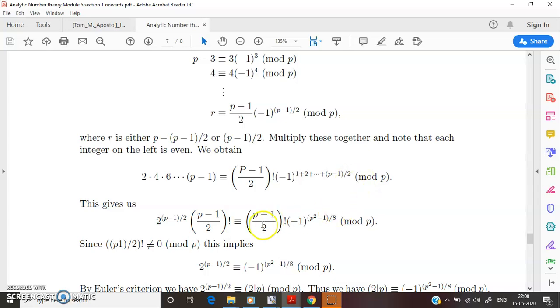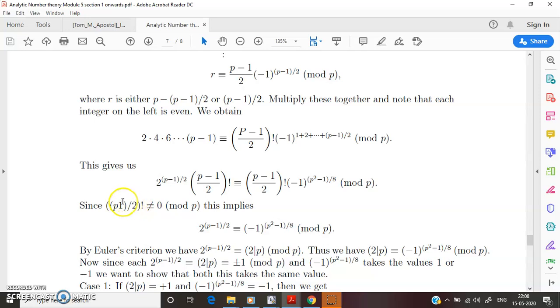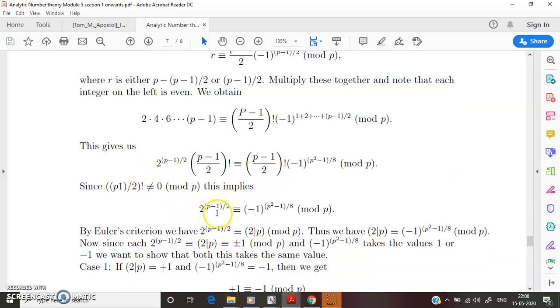Okay. Now we can cancel this ((p minus 1)/2) factorial, because it is not 0. So sorry, here it is (p minus 1)/2, that is this term. This is not divisible by p, so you can cancel these two factorial terms. So after cancellation you will get 2 raised to (p minus 1)/2 is congruent to minus 1 raised to (p square minus 1)/8 mod p.